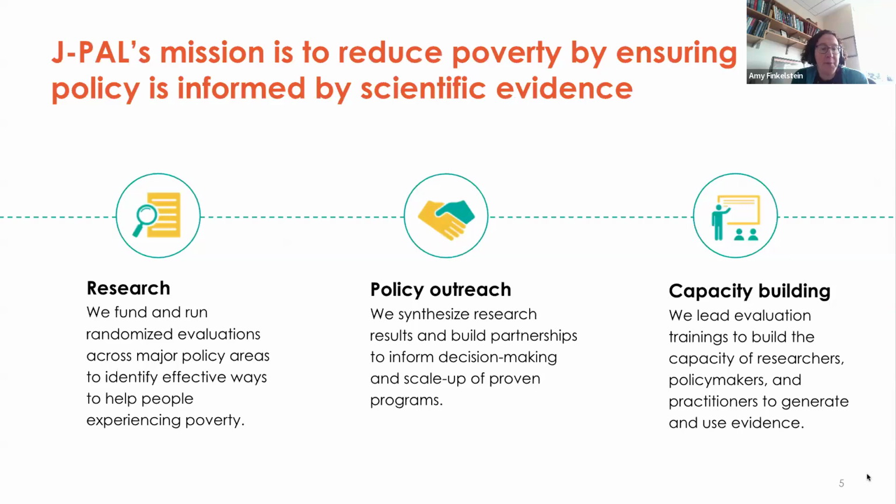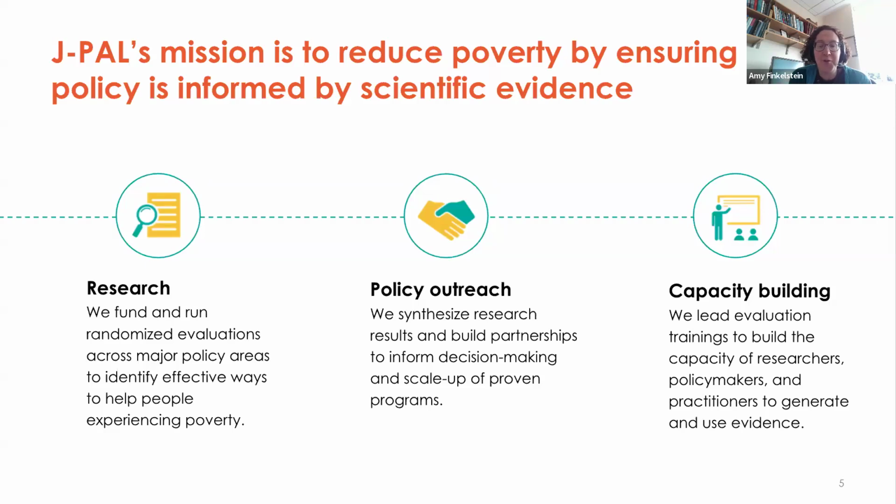For those of you who may not be familiar with our organization, JPAL stands for the Abdul Latif Jameel Poverty Action Lab, and JPAL North America is the North American regional office of JPAL. We're one of several regional offices around the world. We're a research center based in the Department of Economics at MIT, and our mission is to reduce poverty by ensuring that policy is informed by scientific evidence. And we basically take a three-pronged approach to advancing this mission.